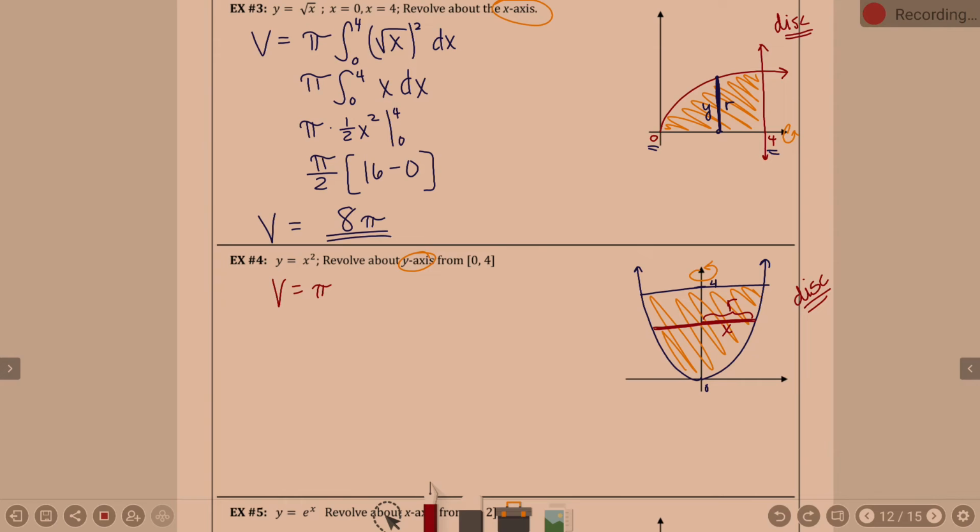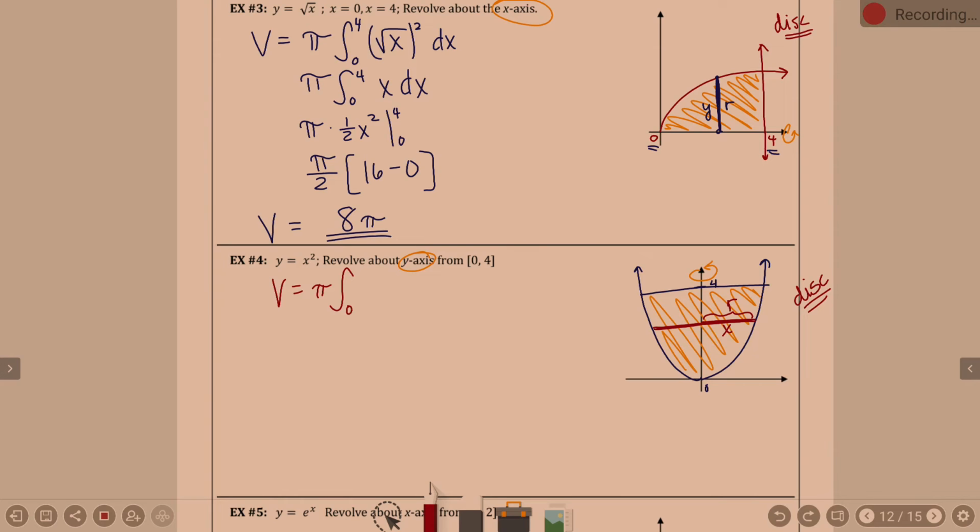What did you start off with? You're not going to forget the pi, right? Beware, guess what they do on multiple choice questions? Hide the pi. They'll give you one answer with a pi, one answer without a pi. So just beware. Okay, what are my boundaries?